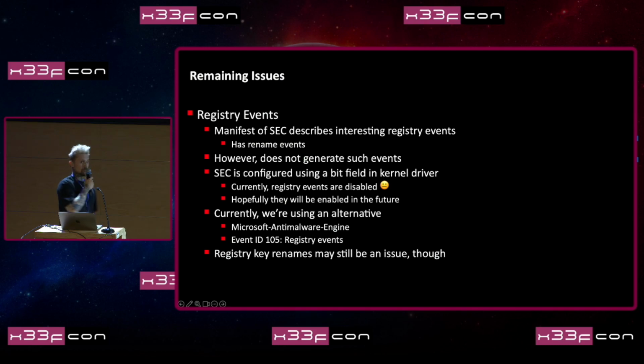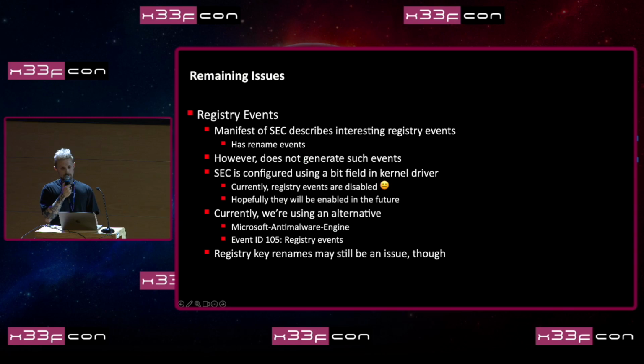But we still had issues, especially for registry events. So the manifest of this provider defines registry events that should be generated, but in reality, they weren't present. And we looked into that and we saw that there's a bit field the driver is using to configure the ETW provider, and the bit for registry events is 0, and we can't change it. So we're guessing Microsoft is still testing stuff. We don't know. Maybe it will be enabled in the future. But as of now, we can't get any relevant telemetry for registry using this provider.